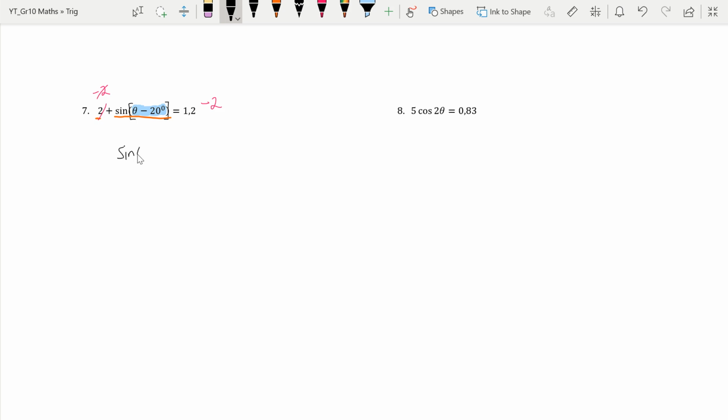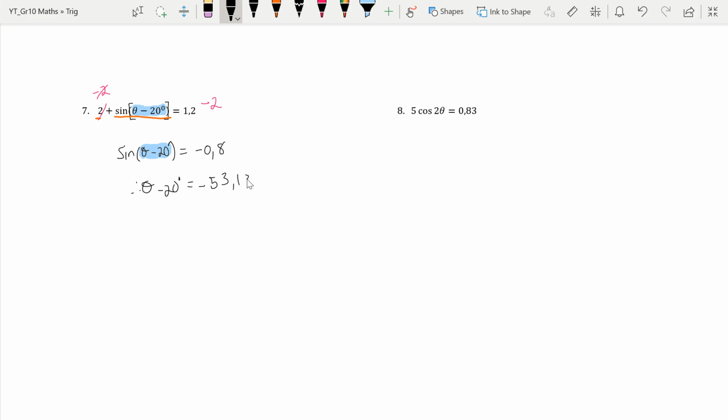So now we are this far, sine theta take away 20 degrees is equal to, so 1.2 and I subtract 2, that would give me negative 0.8. And now into our calculators, we keep that together, don't take the 20 over, it is degrees, it belongs with the angle, it is in brackets. Let's put it into the calculator, shift sine, because we are letting the calculator know that we are putting it in a ratio of sides.